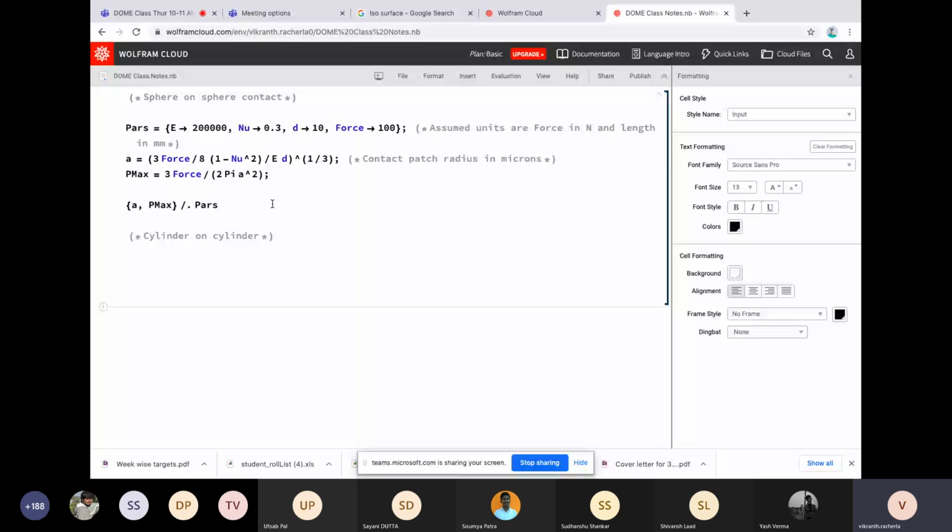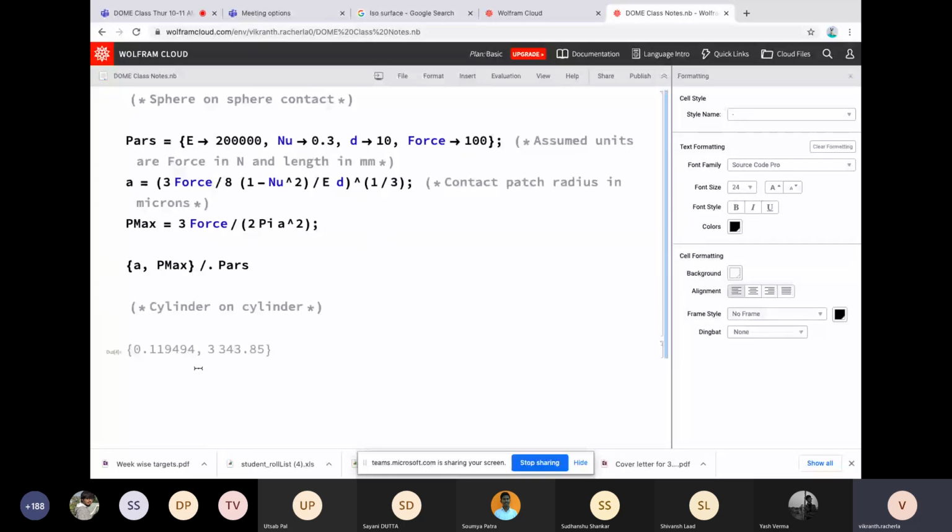So what is the contact patch radius? The length is in millimeters. I just told you, right, that the length is in millimeters. So what is the contact patch radius? A is the contact patch radius. So what is it? I've just printed out the result. No, just repeat it. 0.119. What is the unit? Always say the units. Without units, never say the number. 0.119 millimeters, or about 120 micron.